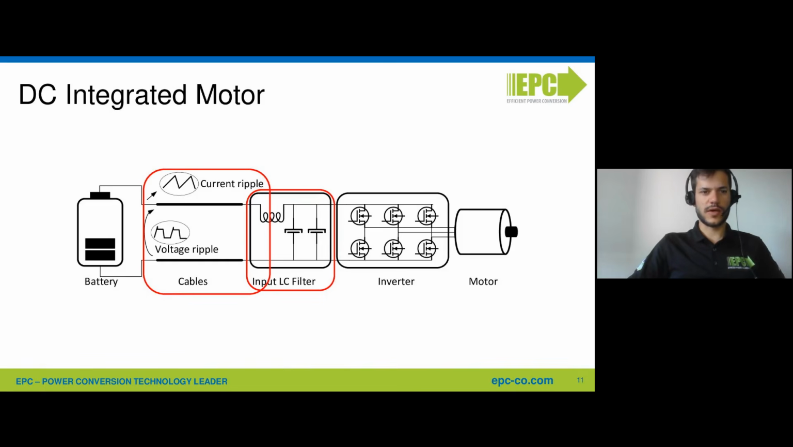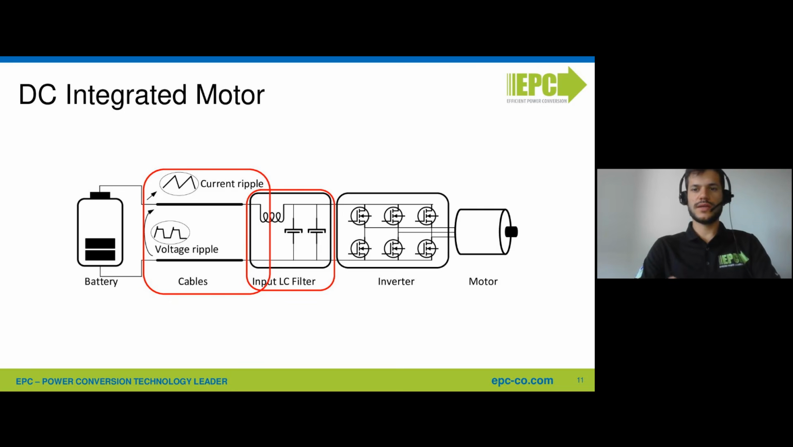So let's see how what we call a DC integrated motor is made. Typically, the applications that are made with 100-volt devices, which is the typical breakdown voltage of gallium nitride devices, are battery operated applications.